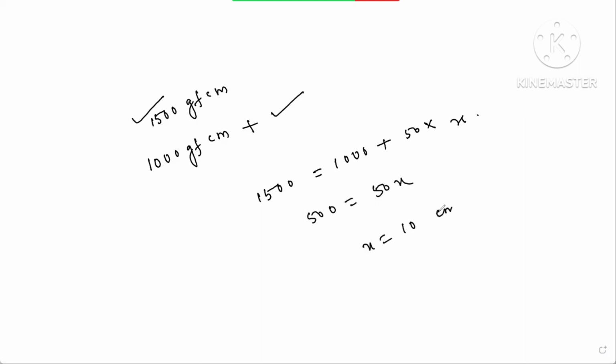That is 10 centimeter. So it can be balanced by suspending the mass of 50 gram at which centimeter mark? At a distance of 10 centimeter from the 40. Actually, the 40 centimeter is the pivot point, so we have to place it here. That is 40 plus 10, that is on the 50 centimeter mark. We have to place the weight at the 50 centimeter mark.